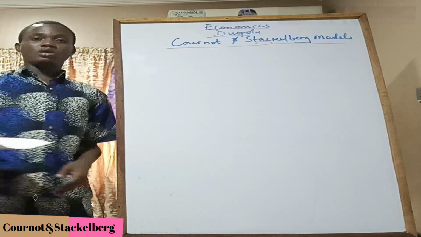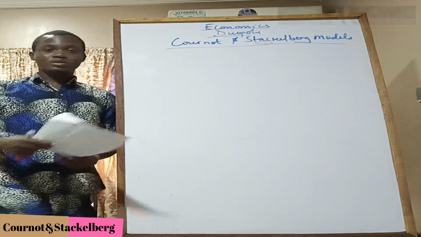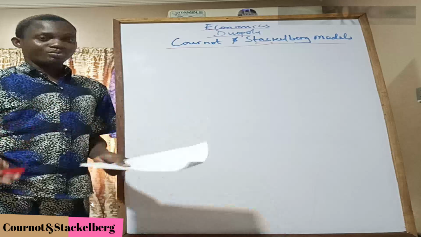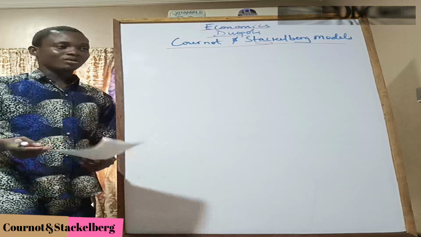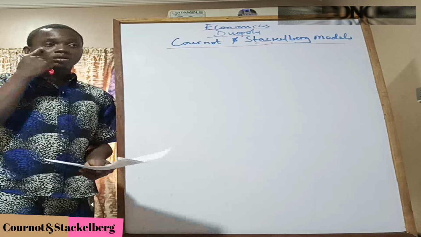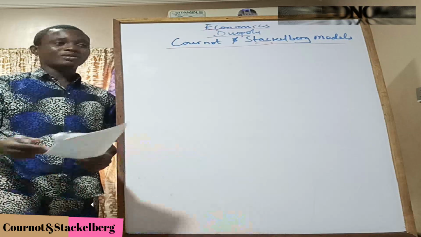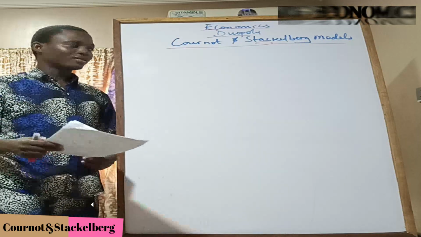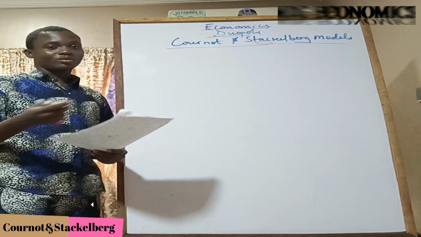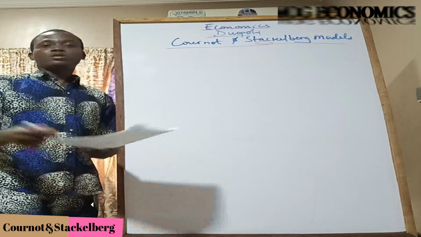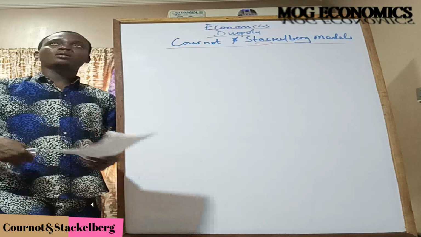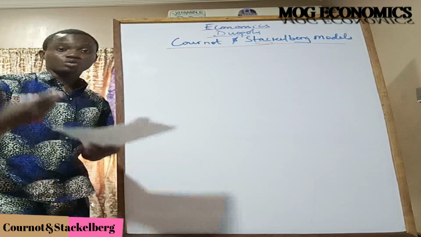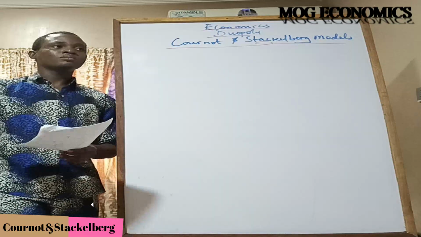I'm looking at the Cournot model. I don't know if that's the right pronunciation, so do forgive me, but I know how to spell it and how to solve questions around the Cournot model. Then we have the Stackelberg model, whatever. Apologies to the guys that have those names. Both models are used to explain the behavior of duopolists in the industry.